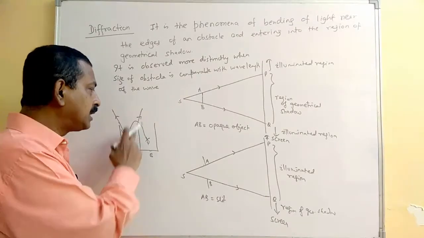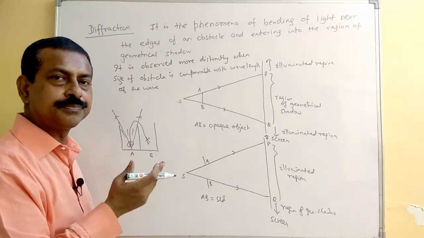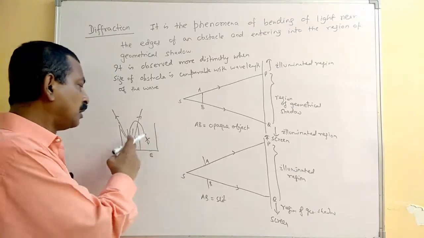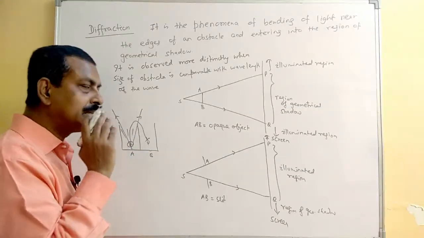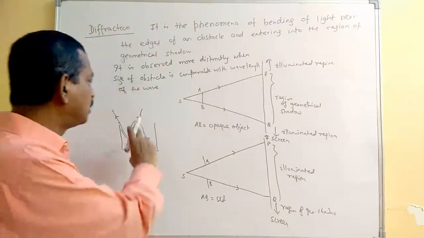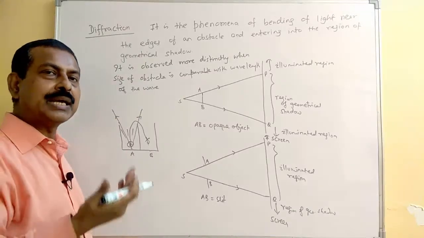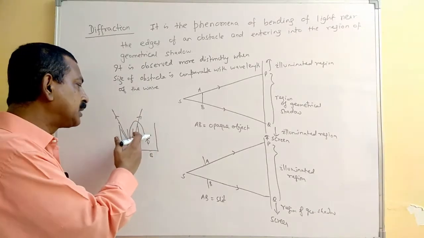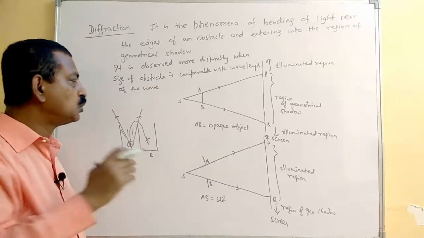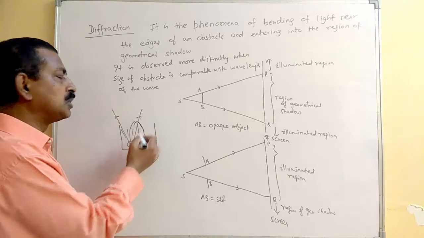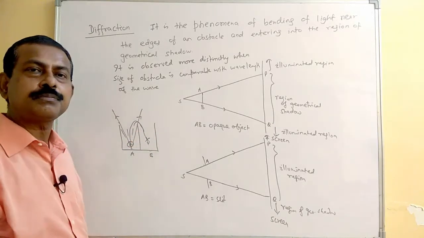So here there is bending of sound, but we are not observing light bending there. The reason is that the wavelength of the sound wave is comparable with the dimension of the obstacle, like the doors and the windows, which are in the meter range. Here also the wavelength of the sound wave will be in the meter range. So you'll be able to get this bending of the sound more prominently. You'll be able to get the sound in this part.